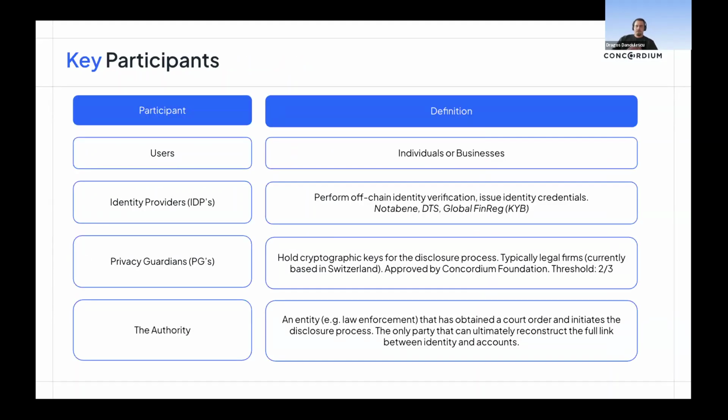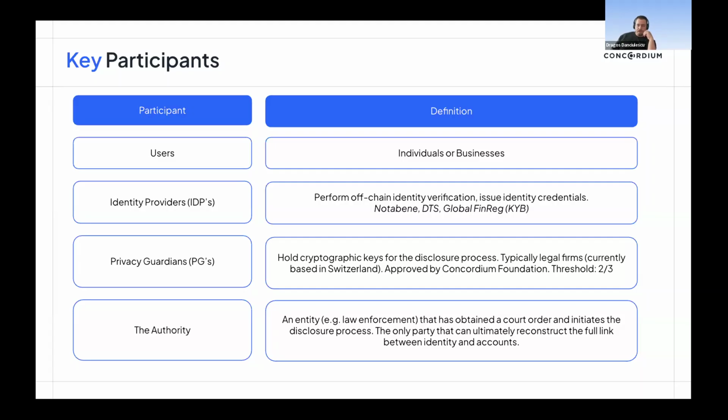Now, the key participants in the system are going to be the users, first of all. So this would be individuals or businesses, the actual identity holders, the account holders, actually. Then we'll have the identity providers. They perform off-chain identity verification and then issue identity credentials based on that. We'll mention them in a couple of slides.